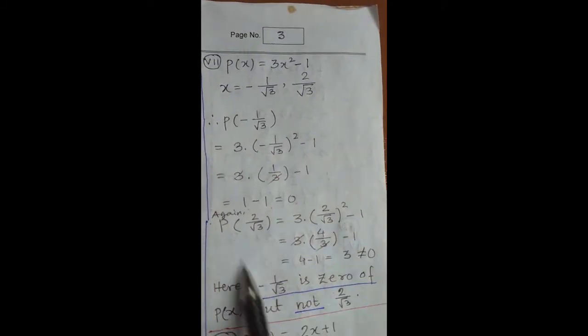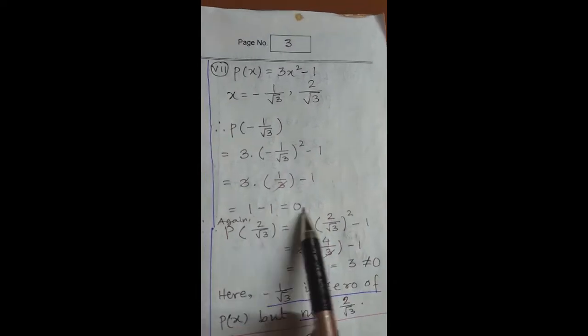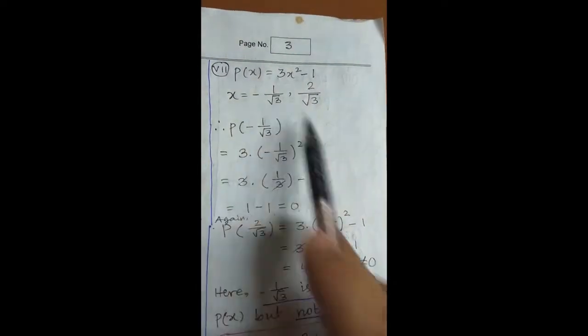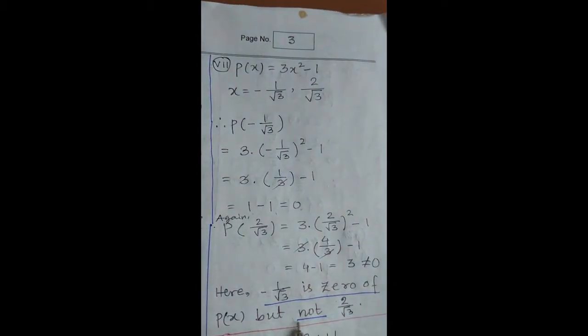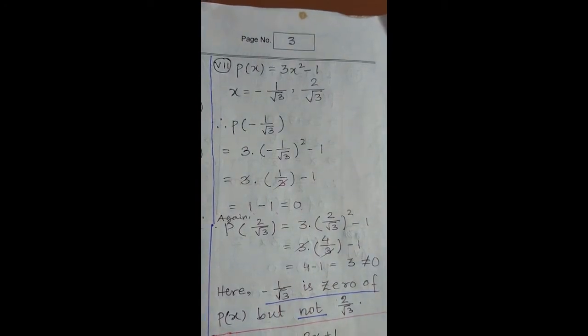This is not a 0 because its value is not equal to 0. So minus 1 by root 3 is a 0 of p(x), but not 2 by root 3.